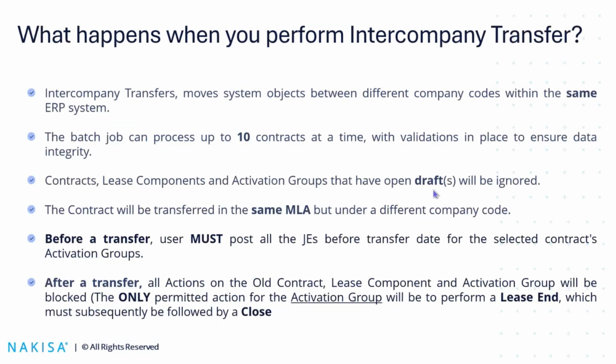The intercompany transfer, as I said, is basically what happens when you perform it is that you're moving the objects between the different company codes within the same ERP system. Second is that the batch job can process up to 10 contracts at a time with validations in place to ensure data integrity. I like to emphasize here that currently you cannot perform intercompany transfer on the UI. You have to use the batch management, whereas I mentioned 10 contracts can be done at a time.